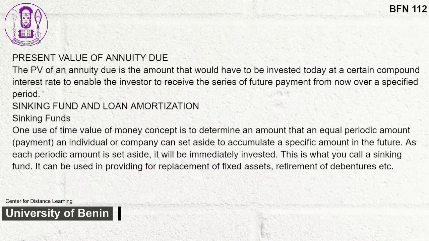Present value of annuity due. The PV of an annuity due is the amount that would have to be invested today at a certain compound interest rate to enable the investor to receive the series of future payments from now over a specified period.